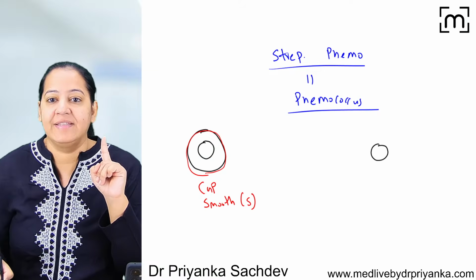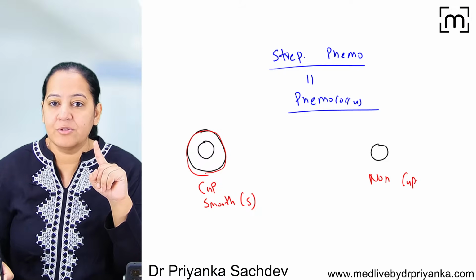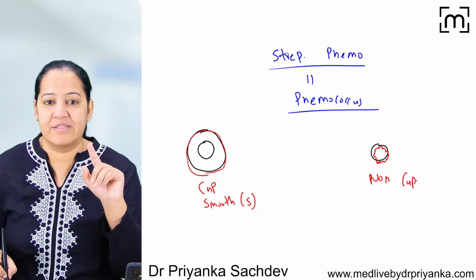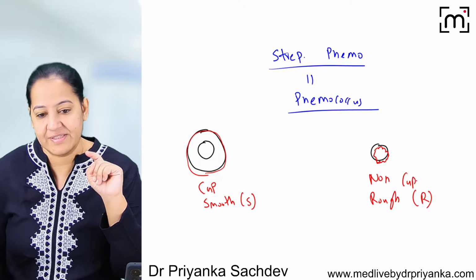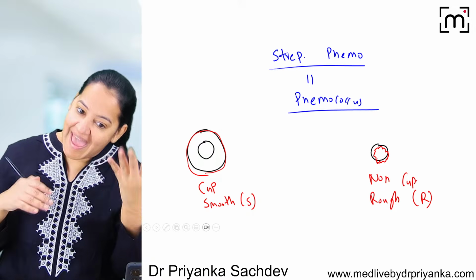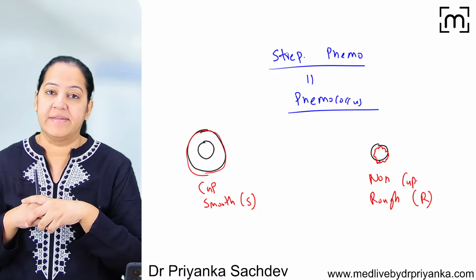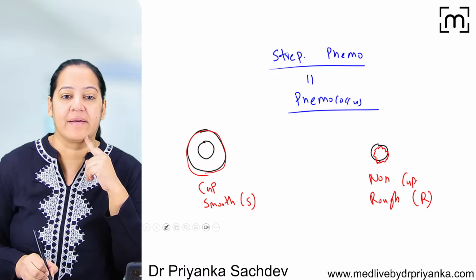Smooth or S. And these are non-capsulated. You can see no capsule is present. No capsule, so they are rough form. Because they don't have the capsule, their surface is very rough. So call them rough form, R. So we have two types of pneumococcus, S and R. If I use these terminologies directly, S and R, you don't understand. But now you can understand what is S, what is R. Got it?